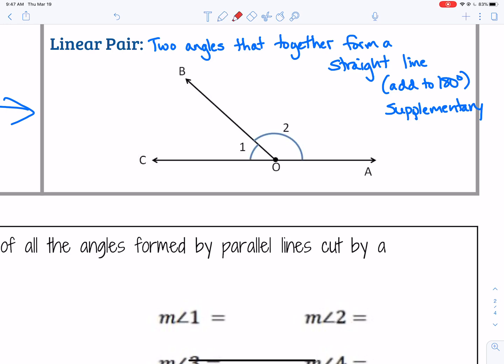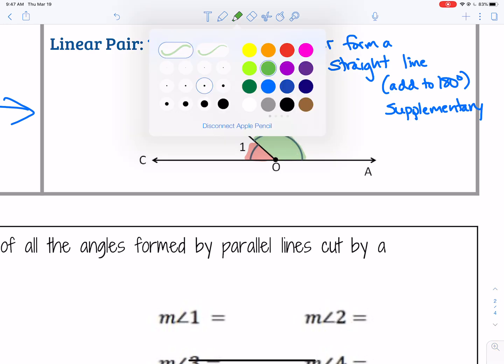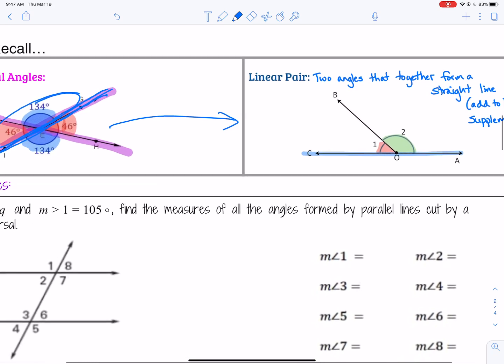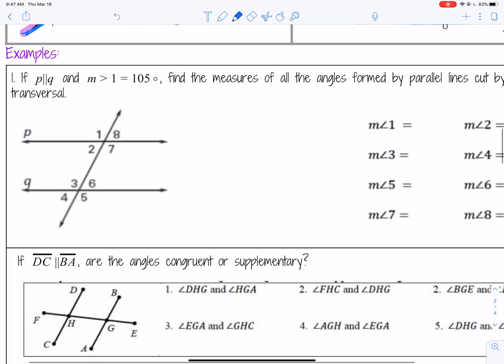So let's see. We have angle 1 sitting right here. Let me make that a little smaller. And angle 2 is just right beside it. But we can tell together that those form a nice straight line. And so we call those a linear pair. They add up to 180, and they are therefore supplementary. So all those things apply when you see that happen in a picture. Now let's just take a look at some examples to get you started.